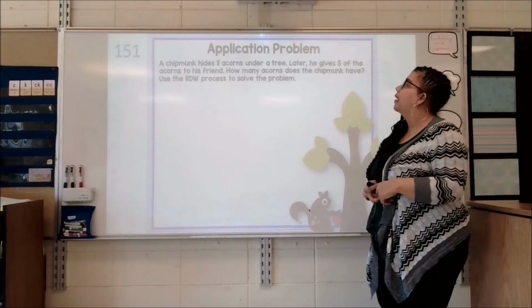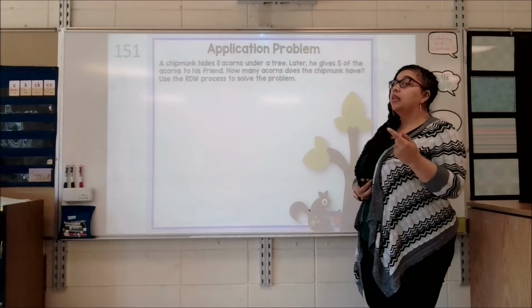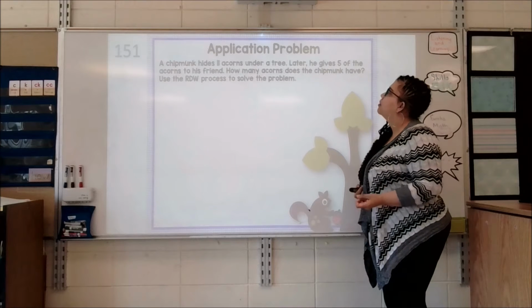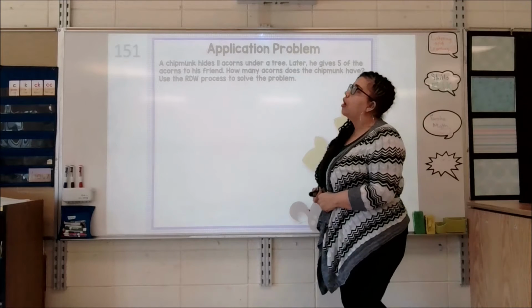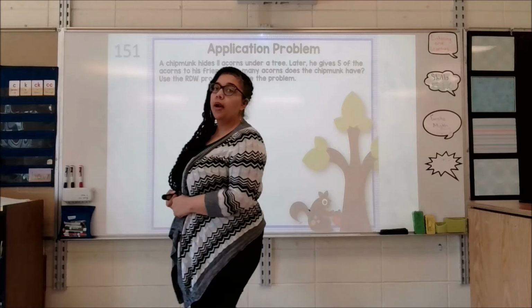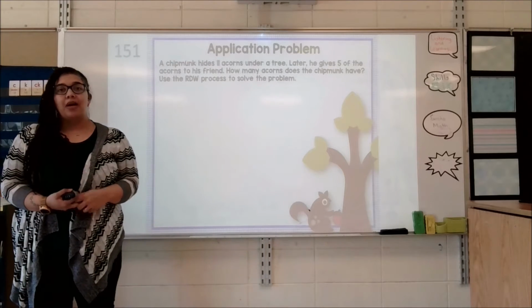Alright, so a chipmunk hides 11 acorns under a tree. Later, he gives 5 of the acorns to his friend. How many acorns does the chipmunk have? Use the RDW process to solve the problem. Remember, we're trying to find out how many acorns the chipmunk has.